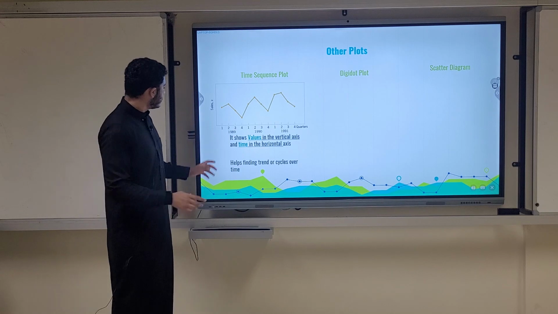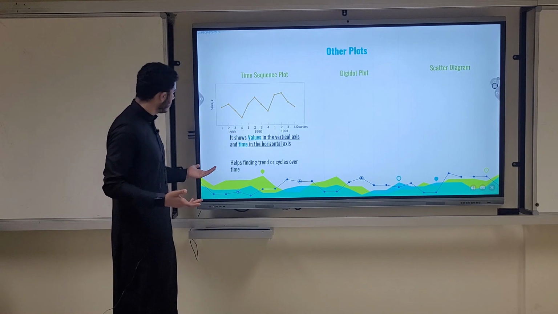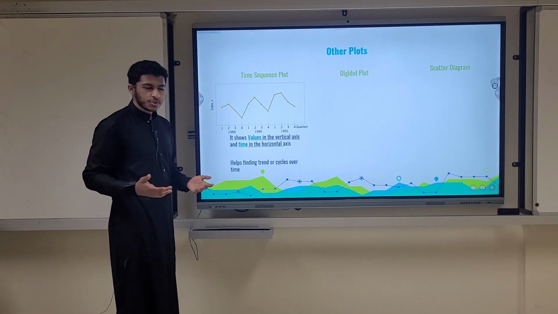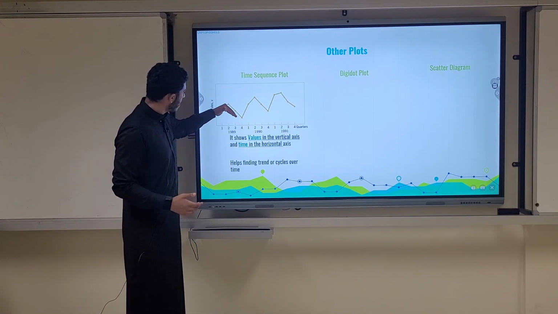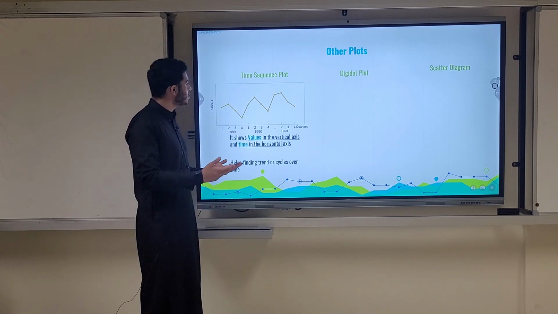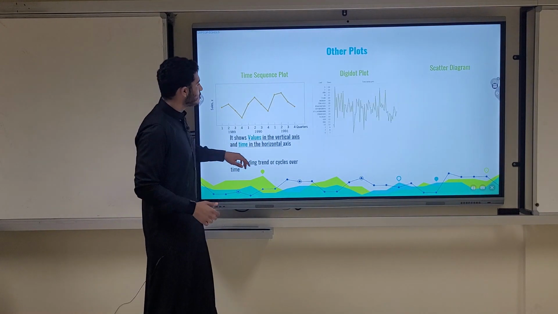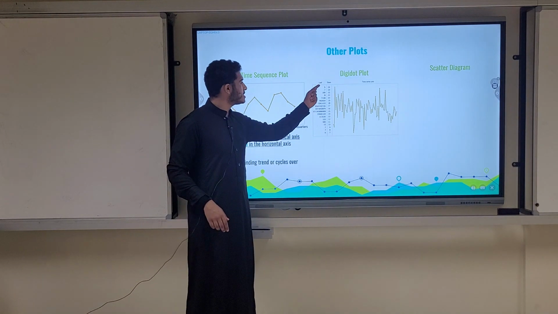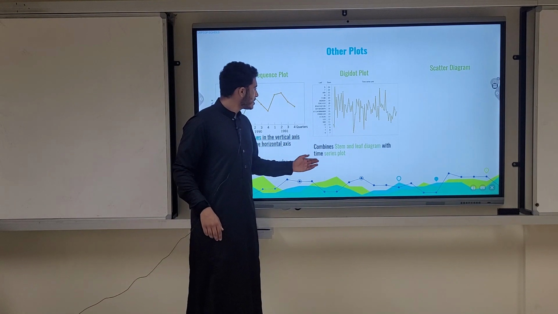As we can see here, the years are divided into 4 sections, the quarters as we know them, and at each quarter you can see there is some sort of a relationship. In the first quarter it trends up maybe, then it goes down until the first quarter, then it goes up and goes down and so on. So it helps you find the relationship in accordance to time. Digidot plot is just a time sequence plot or a time series plot with a stem and leaf diagram. As we can see, it's just a combined stem and leaf diagram with a time series plot.